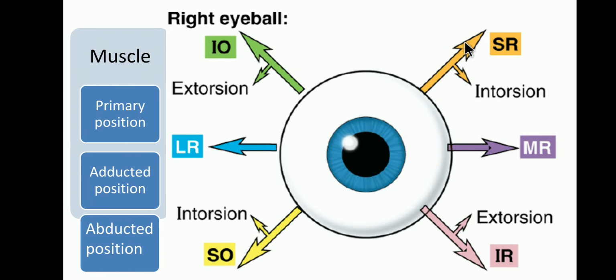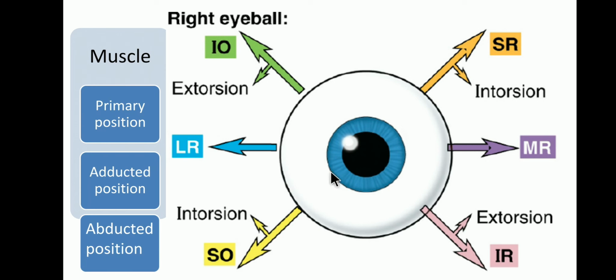Superior rectus brings about elevation and intorsion. Inferior rectus brings about depression and extorsion. Superior rectus brings about elevation and intorsion. Opposite of superior rectus is superior oblique. Superior oblique brings about mainly depression, downwards, and intorsion. Superior oblique brings about depression and intorsion.